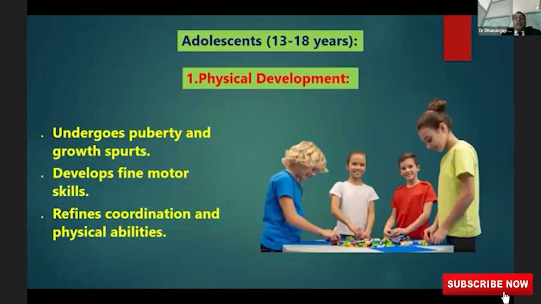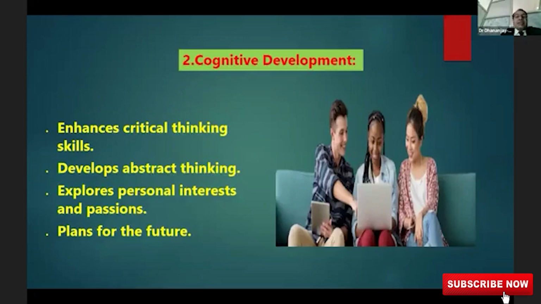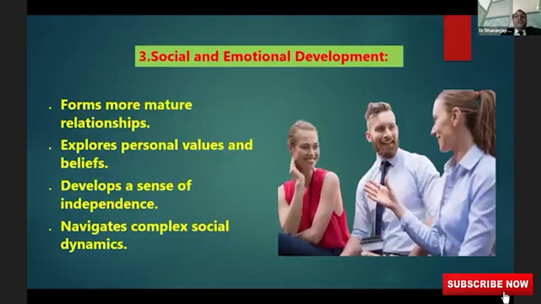At the age of 13 to 18 years, meaning adolescent age, the child undergoes puberty and growth spurts, develops fine motor skills, refines coordination and physical abilities, enhances critical thinking, develops abstract thinking, explores personal interests and passions, plans for the future. In social and emotional development, forms more mature relationships, explores personal values and beliefs, develops a sense of independence, navigates complex social dynamics.